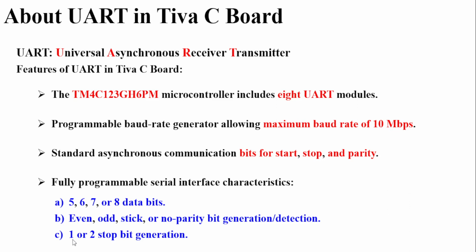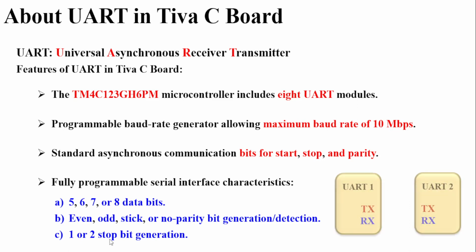Last, we can configure the stop bit to be 1 or 2-bit. If you are using very high speed communication, prefer to go for 2 stop bits. And if you are using a low communication rate, then you can go for 1 stop bit. Suppose you are getting an error or unsynchronized messages, then you can play with these stop bits.